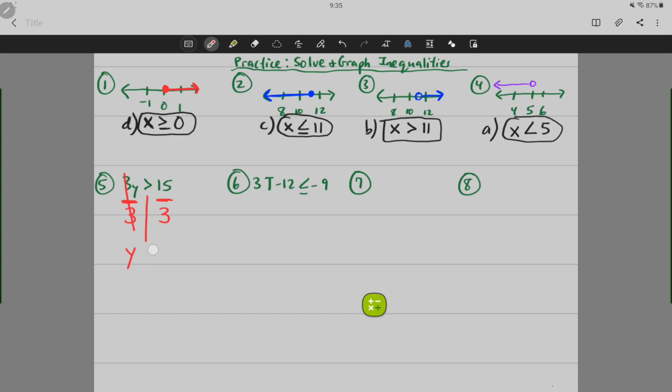Actually, let me just erase that so you can see better. Greater than, and 15 divided by 3 is going to be 5. So y is greater than 5. But we're not done. It says to solve and graph. So graphing is actually pretty easy.